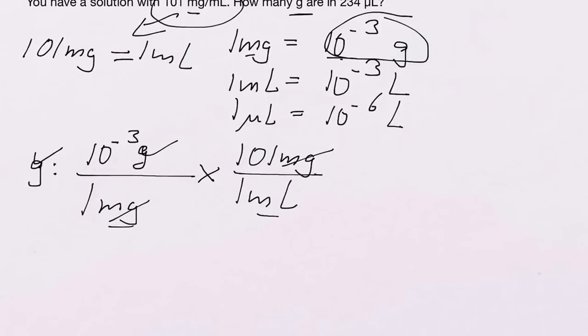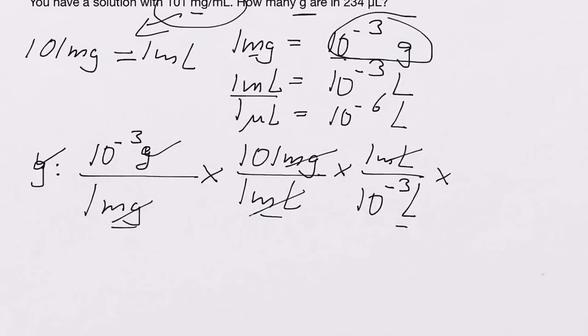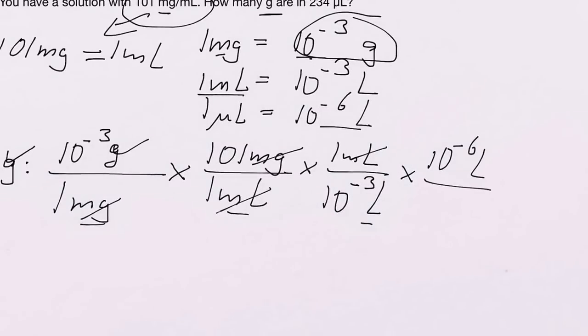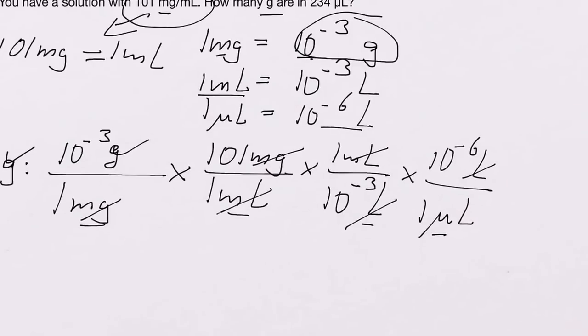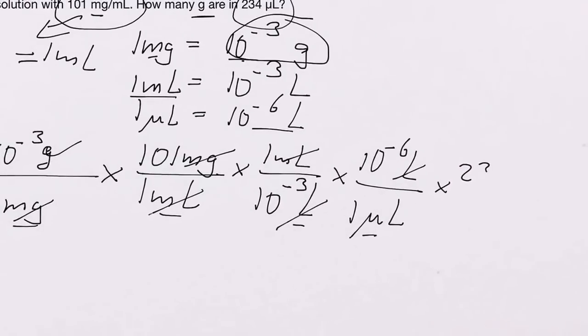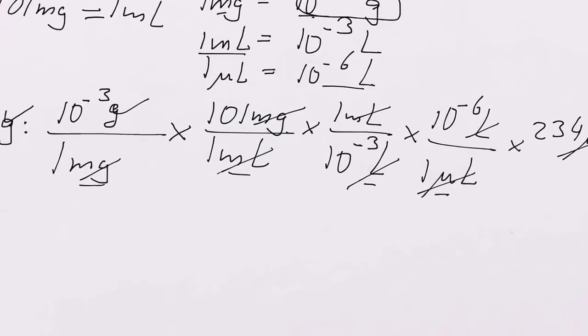We have now to deal with the milliliter here, and we've got milliliter here. So we've got 1 milliliter in 10 to the minus 3 liter. Now the milliliter cancel out quite conveniently, but we have to get rid of the liters. So we have the liters here. This is 10 to the minus 6 liters in 1 microliter. Now the liters cancel out, and we have the microliter here. Do we have any microliter? Yes, we've got the microliter up here. So we have 234 microliter. And we see that these units cancel out as well.